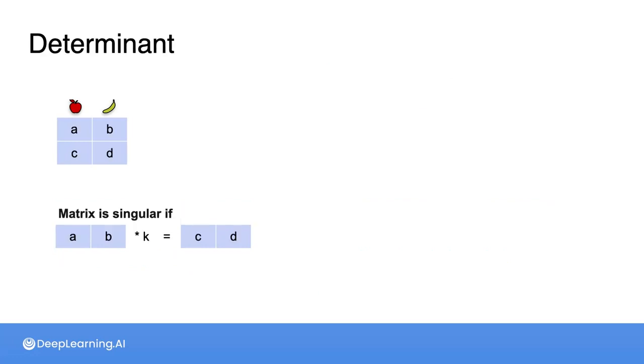If a matrix has entries A, B, C, and D, then the matrix is singular if there exists a number k for which the first row times k is equal to the second row. That means Ak equals C and Bk equals D for the same value of k. This is equivalent to C over A equals D over B equals k. And that's the same thing, forgetting about k, that AD is equal to BC. Or, equivalently, AD minus BC equals 0.